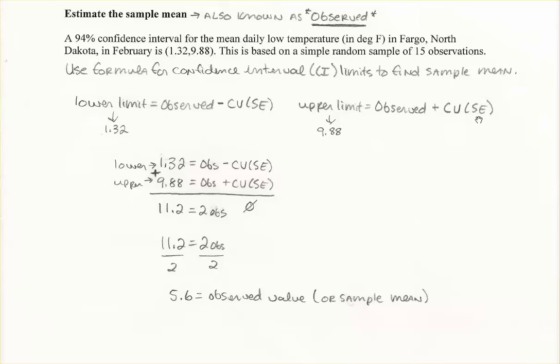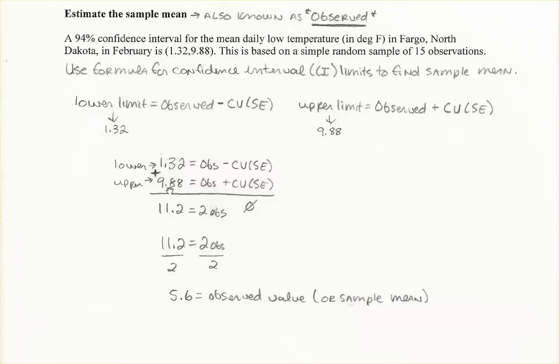The lower limit is this value right here. We have the 94% confidence interval for the mean daily low temperature as 1.32 and 9.88. 1.32 is your lower limit, 9.88 is the upper limit. You then take those and put them into your formula. So 1.32 is equal to the observed minus critical value times SE. Same thing for the upper, except we put in the 9.88.